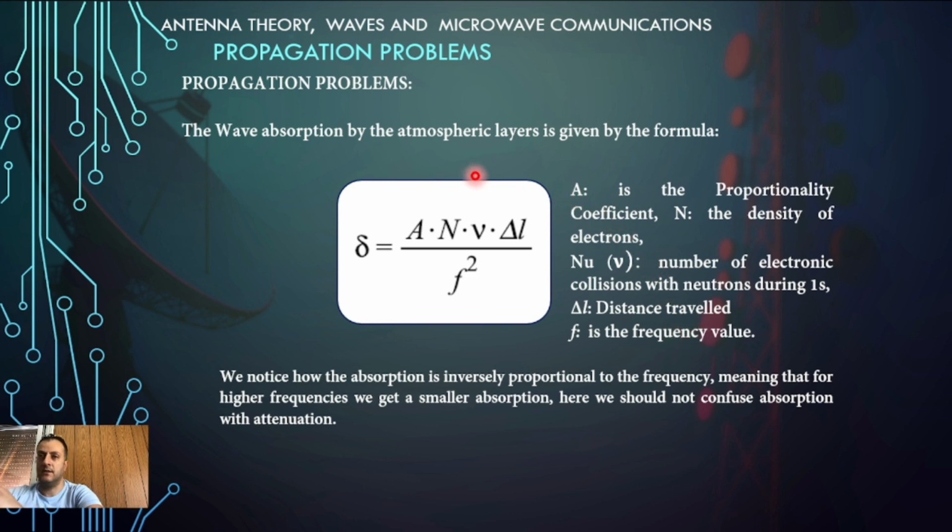Here you have a clear, direct relationship, which is proportional, between the atmospheric absorption and delta L, the distance traveled by the signal. At the same time, we notice how the absorption is inversely proportional to the frequency, which for some doesn't make any sense, meaning that for higher frequencies, we get a smaller absorption. Why? Here we should not confuse the concept of absorption with attenuation. They are two slightly different concepts.